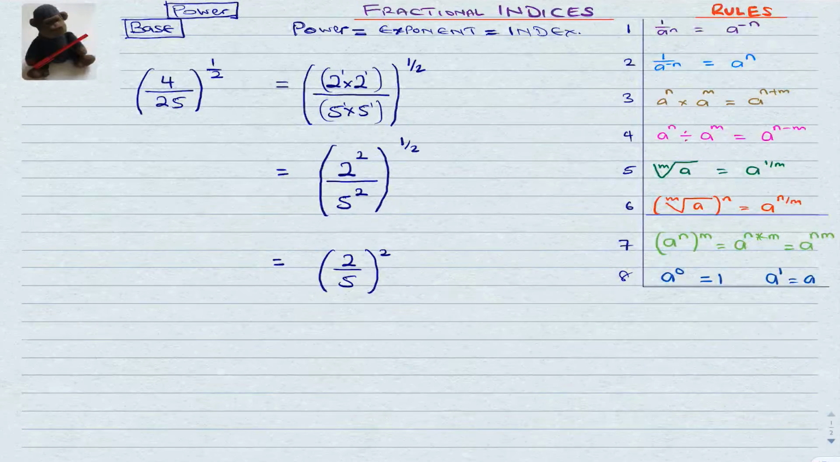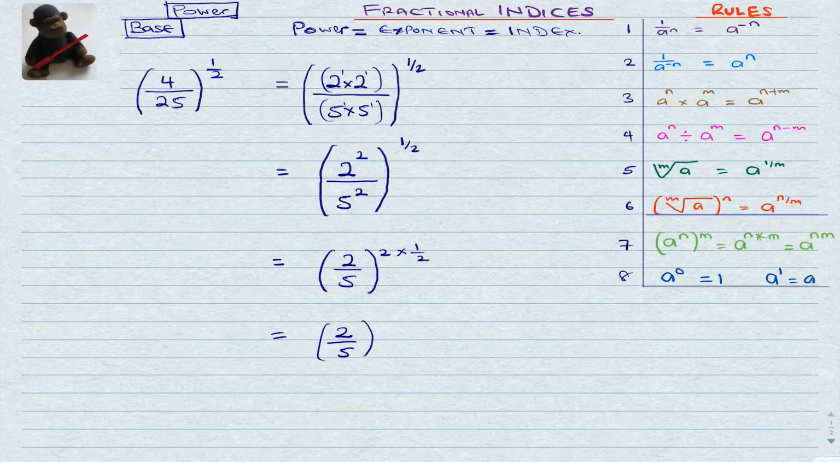You can go back the other way as well. So in this case, we then have to multiply that by the half that was there in the first place. And therefore, you're going to get 2 over 5 to the power 2 over 2, because 2 times a half is 2 over 2. And you're going to get 2 over 5 to power of 1, and that gives you 2 over 5.